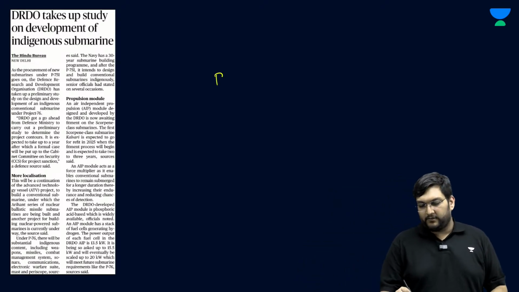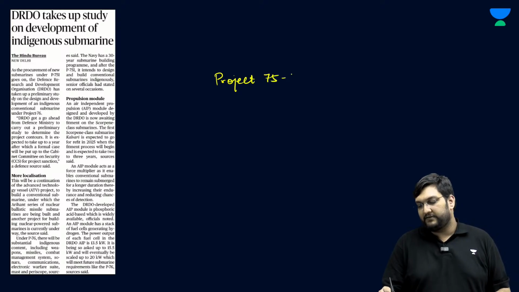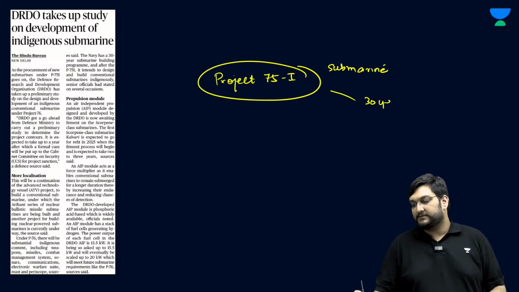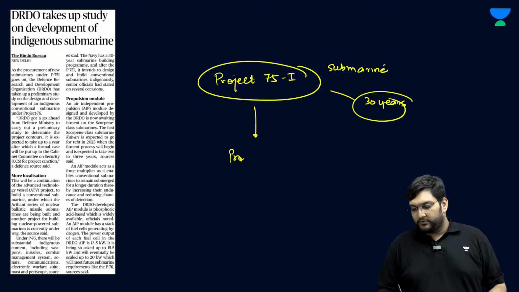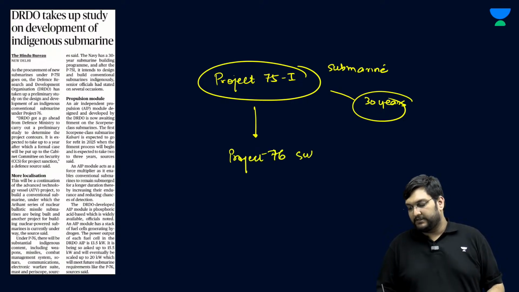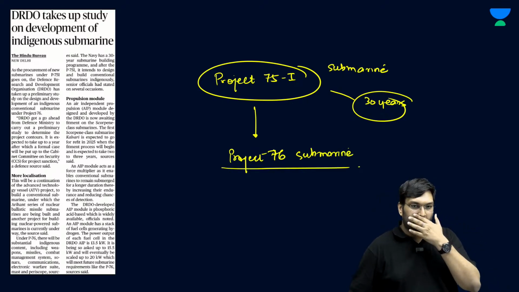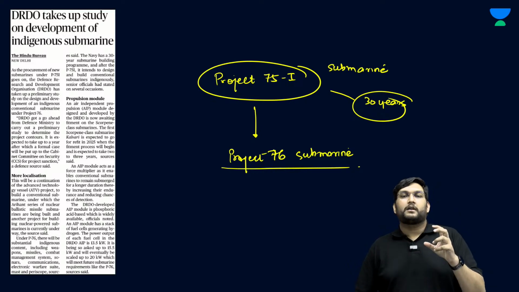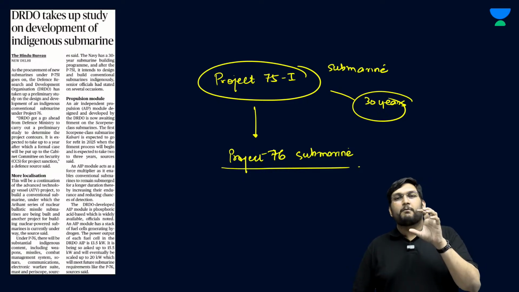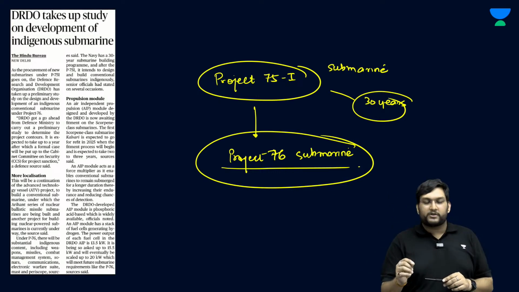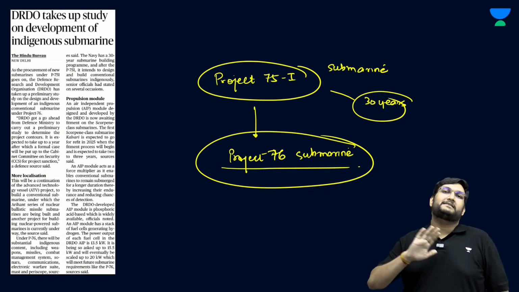As of right now, we have something called Project 75I, under which we are making submarines. But this project is for 30 years, and very soon we are going to develop Project 76 submarines. What has been proposed by the DRDO is this: currently we are procuring submarines which have certain indigenous elements, but most of these elements are also integrated with foreign companies. What the DRDO wants, under Project 76, is fully indigenous submarines.